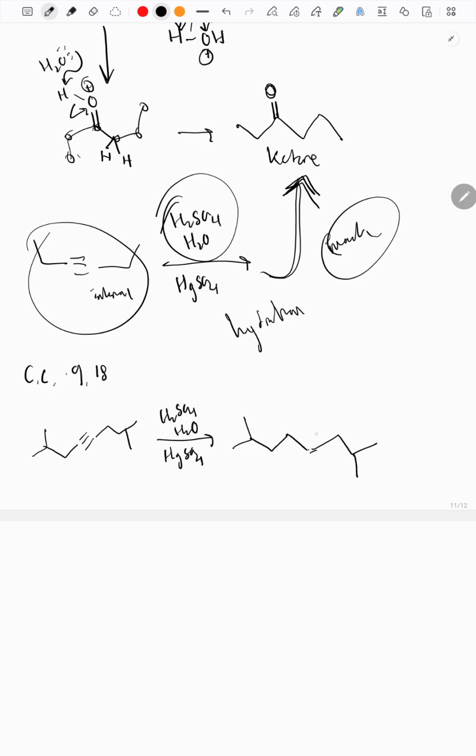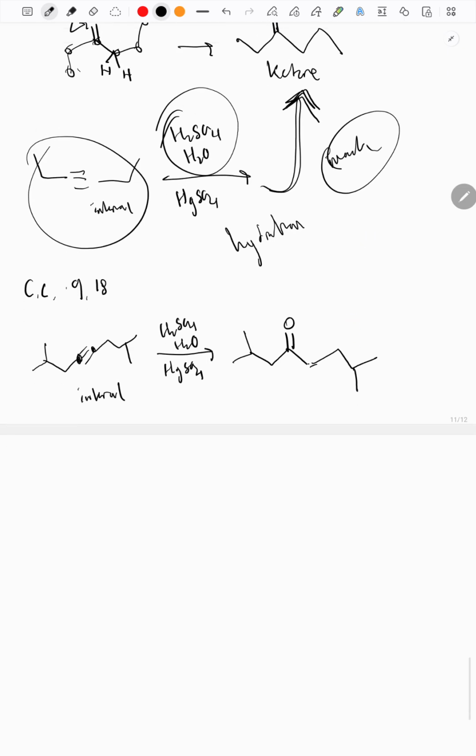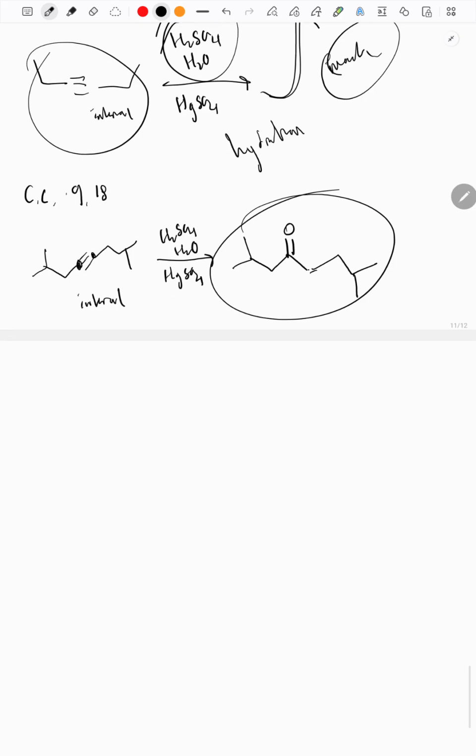Ketone, now, which way will the ketone form? Ketone will look like this. Now it doesn't matter if it's there, if it's here, or if it's here. No, because this is internal, so if we look in either direction, we will get only this for internal symmetrical alkynes. Symmetrical alkynes.